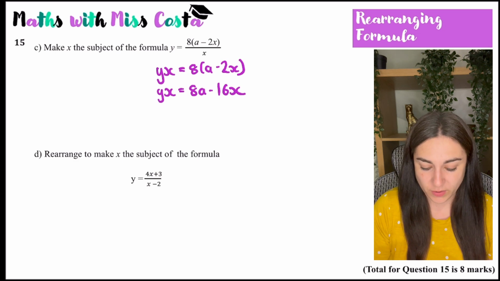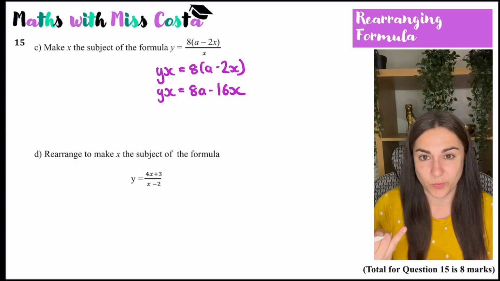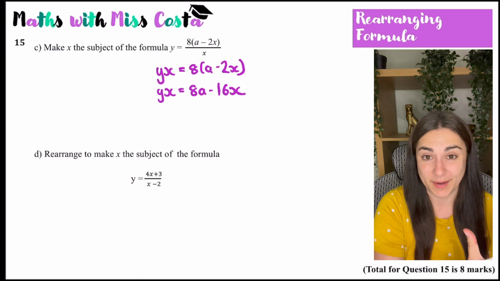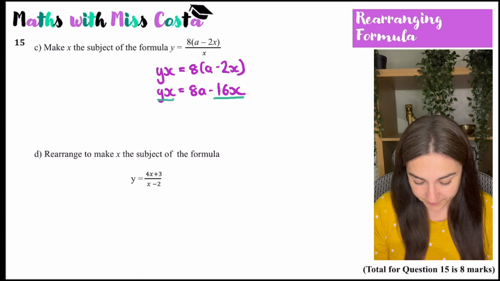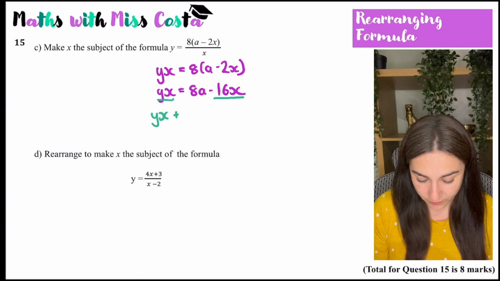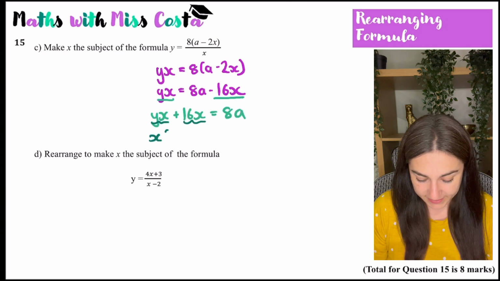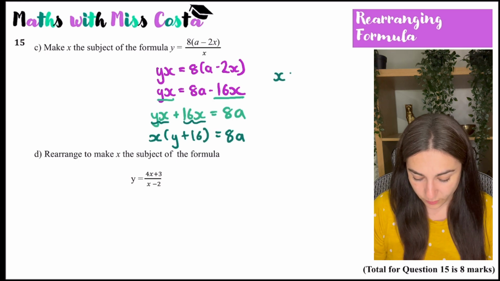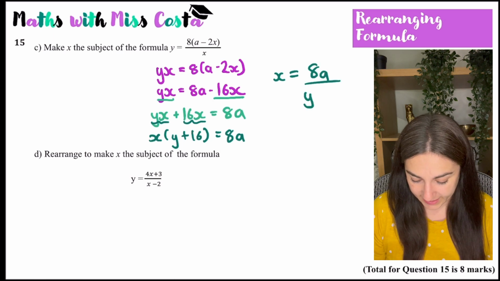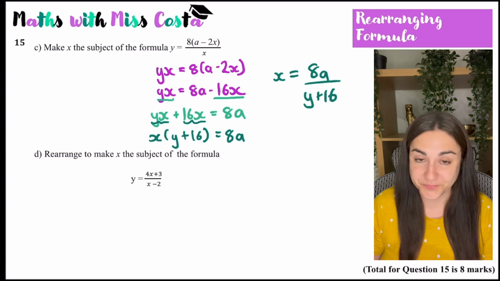And remember that when you've got two terms that contain the thing you want to make the subject, you want to put them on the same side because then you can factorize them. So I'm going to bring over 16x equals 8a. And then I've got two terms with x in it, so I can factorize the x out. So that would be x(y plus 16) equals 8a. And therefore, the final step would be to just divide both sides by the bracket. So x equals 8a over y plus 16.